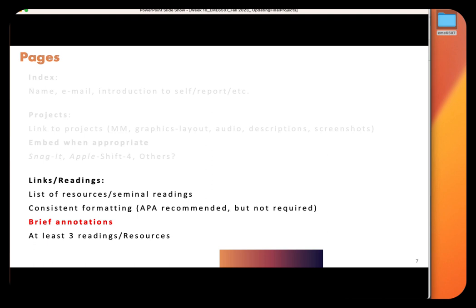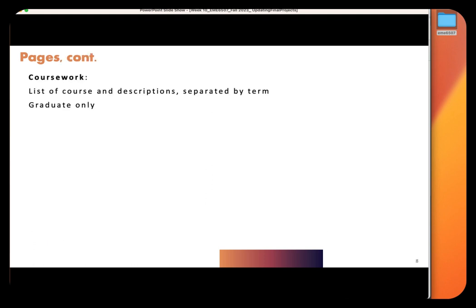And then again, at least 3 readings and at least 3 resources. So a total minimum of 6. And that's something that students tend to misinterpret sometimes. So I want to be very, very clear. At least 6 total resources, 3 links, 3 readings.